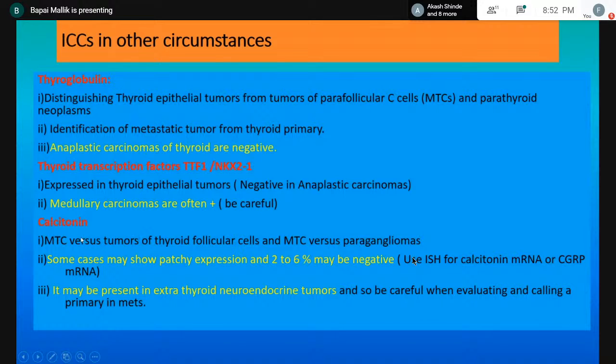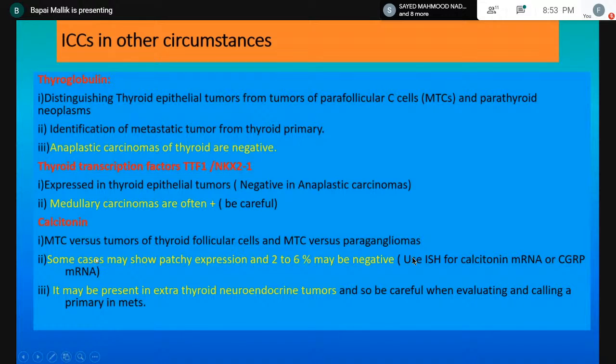But here is the pitfall. Some cases may show patchy expression of calcitonin. So if you put a needle into an area which is not showing an expression of calcitonin, and you are sure that you are dealing with a papillary thyroid or with a medullary thyroid carcinoma, it doesn't mean it is no longer a medullary thyroid carcinoma. It could still be a medullary thyroid carcinoma. And in such cases, if you have the facilities, you can do in situ hybridization for calcitonin mRNA or CGRP mRNA.